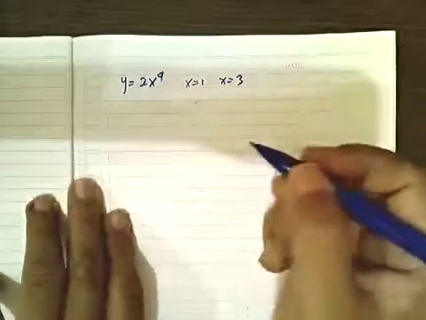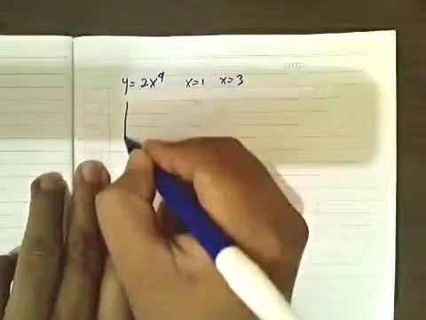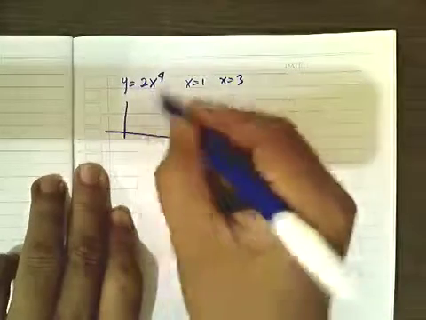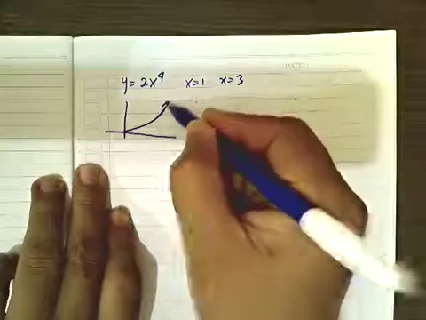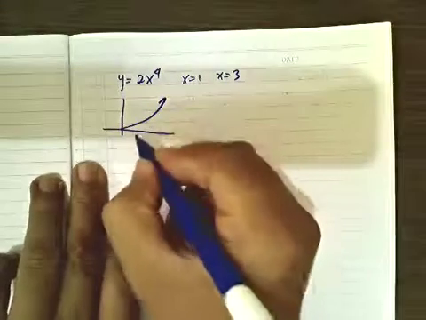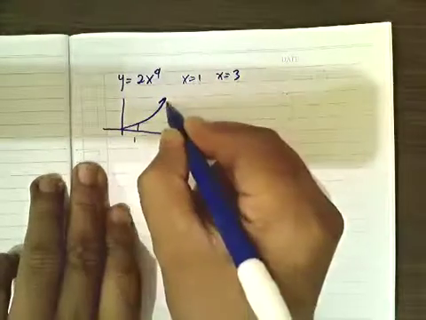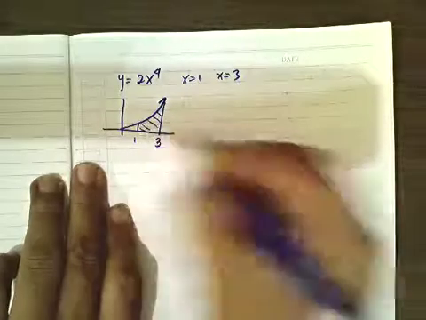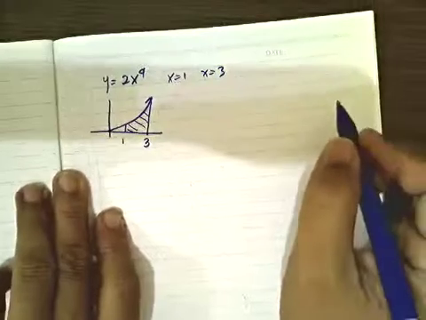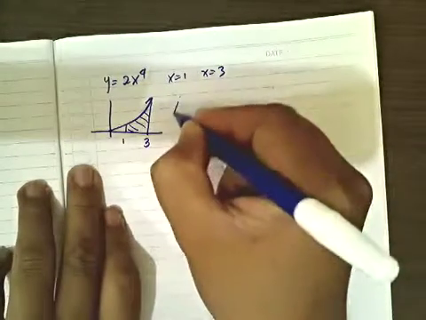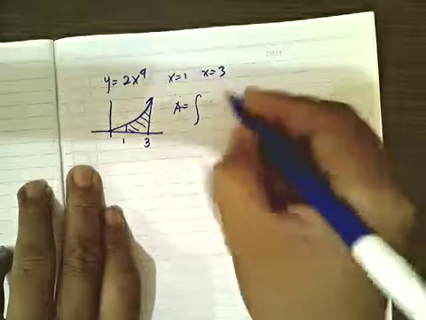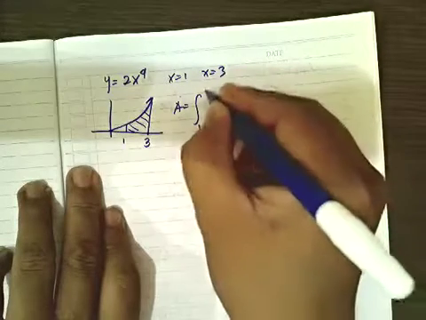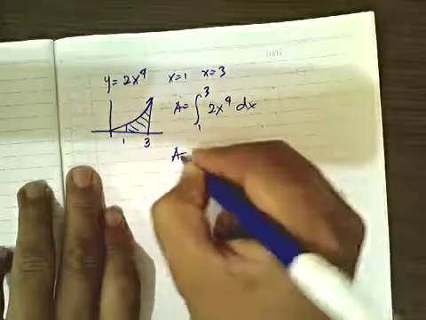Well, just for us to visualize this, you don't actually need to sketch the graph, but to be able to visualize, the graph of this one looks like this, right? And then if x is 1, so this is 1, and then you have the relative, for example, that is 3, and this is what we're looking for, that shaded region. And how shall we find the shaded region? We say that the area is equal to the integral of 2x to the fourth with respect to x from 1 to 3.